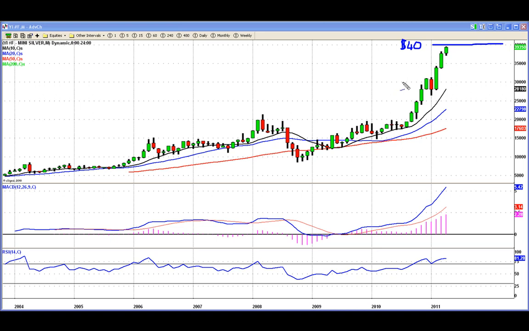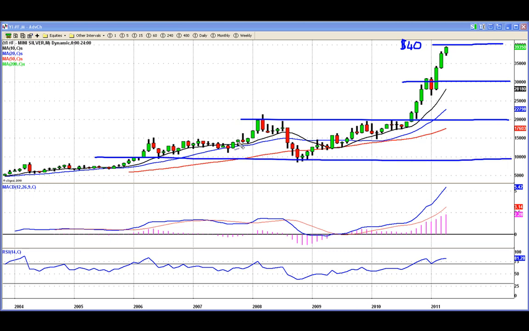Now, just notice all the other big numbers. There's $30 per ounce. There's $20 per ounce. There's $10 per ounce. And you can see how price has interacted with these levels. These major round numbers, or big whole numbers, have been quite important over time.